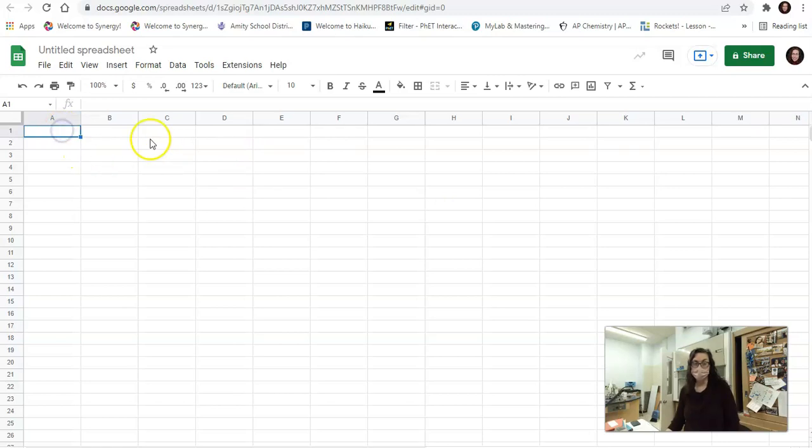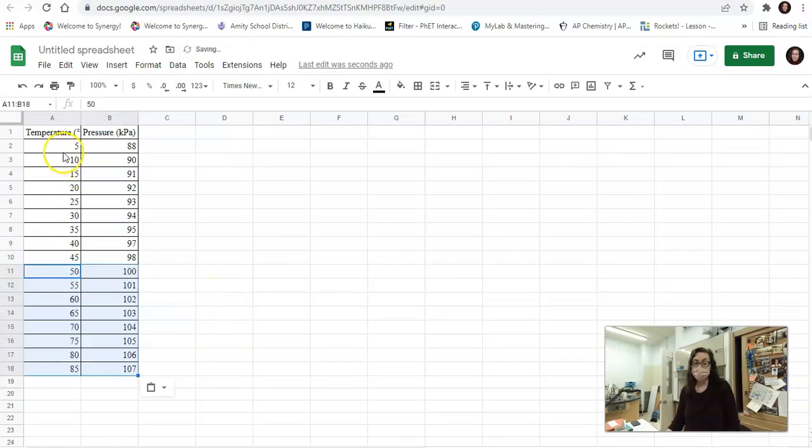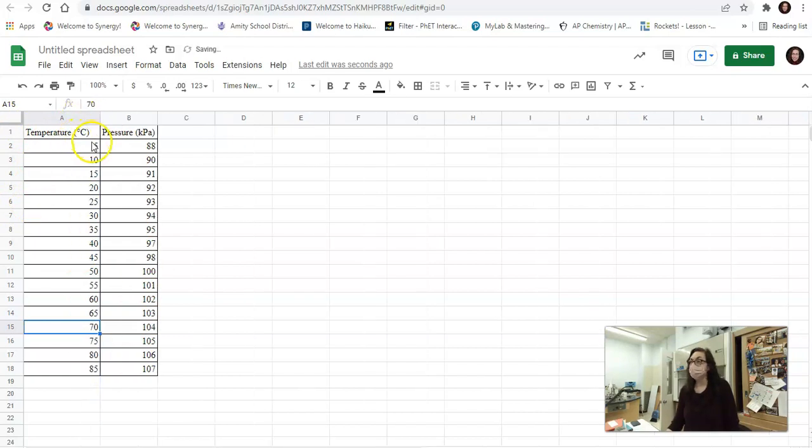Okay, so I'm going to make two columns, the first one being temperature and the second one being pressure. Notice that I don't have any letters in my data here. If you put letters, it doesn't know how to graph a letter. It can only be numbers. So that's why at the top I put what the unit is: temperature in degrees Celsius and pressure in kPa. But do not put it in the data, otherwise it won't graph correctly.